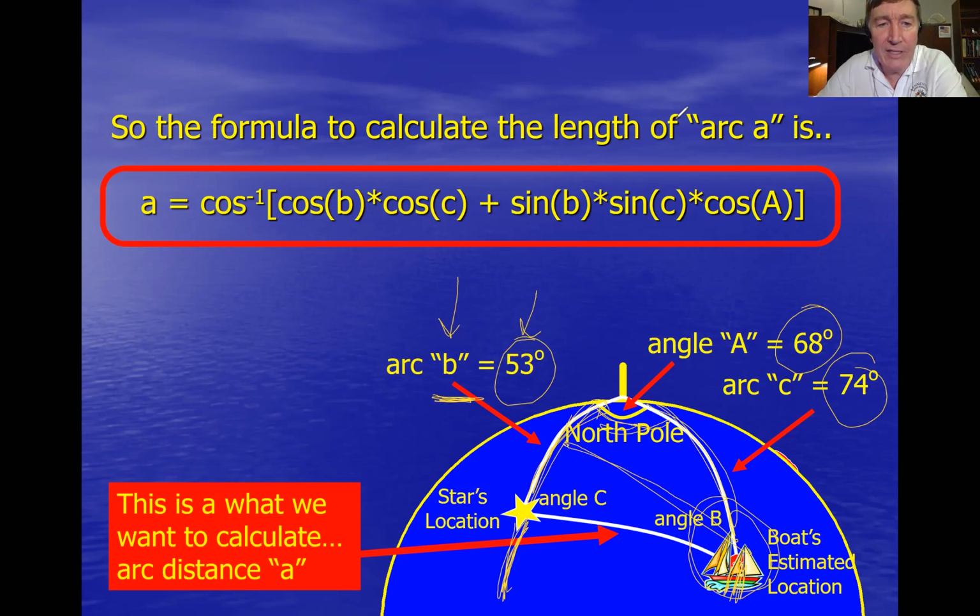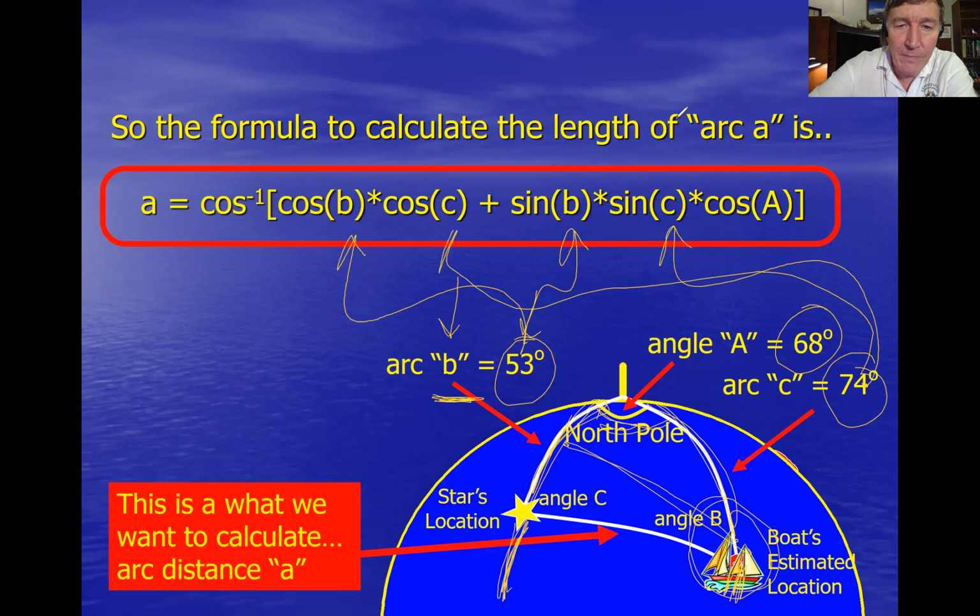So we now have the numbers that we need to put into the triangle. Little b is 53, so we put 53 in there and there. Little c is 74, so we put that in there and there. Big A is angle A, so we put 68 degrees in there. Now we want to type this into our calculator.